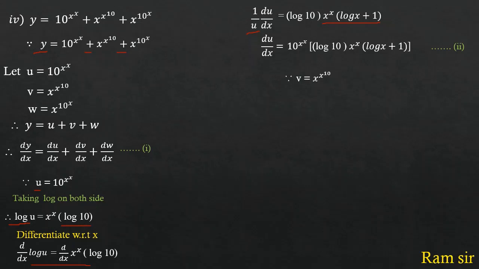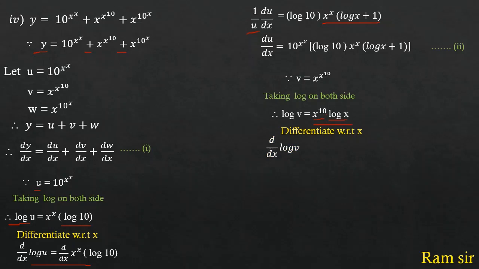Same thing we'll do for v. V is equal to x raised to 10 we have. So applying log on both sides gives you log v equal to x raised to 10, जो पावर में वो multiply by log x. So multiply means u into v we have to apply. So differentiate with respect to x, taking derivative operator on both sides. Right side में you have to apply u into v.